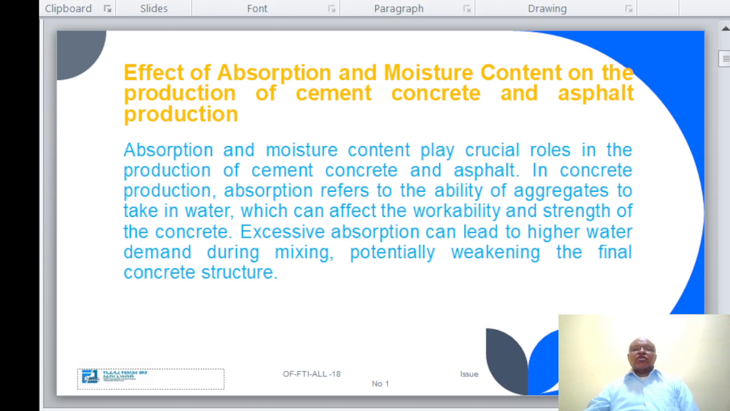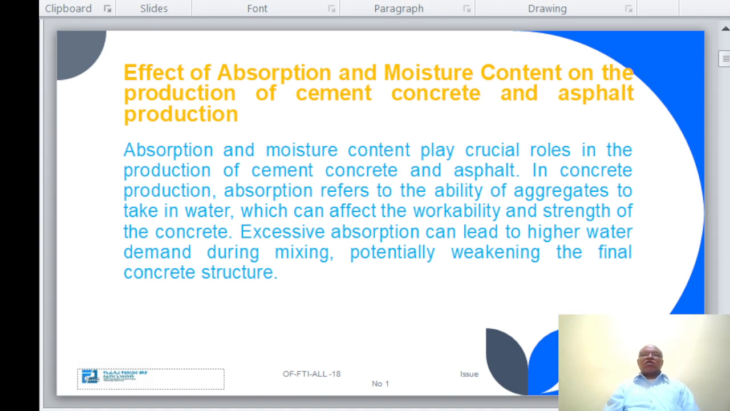In the world of construction, the quality of the aggregate used in concrete and asphalt production plays a crucial role in determining the strength and durability of the final product. Absorption refers to the amount of water that an aggregate can absorb. High absorption rates can significantly impact the water-cement ratio in concrete, affecting its workability and strength. In asphalt production, excessive absorption can lead to stripping and premature failure of the pavement.